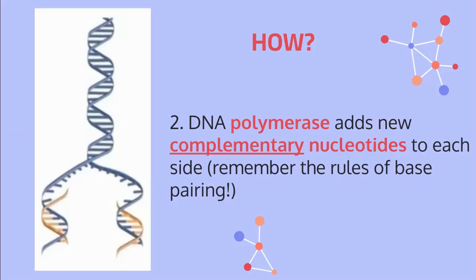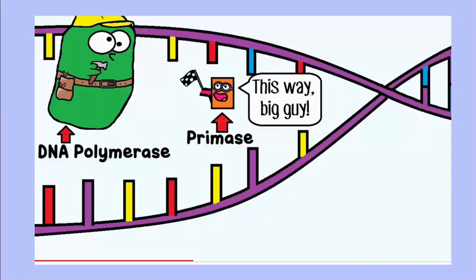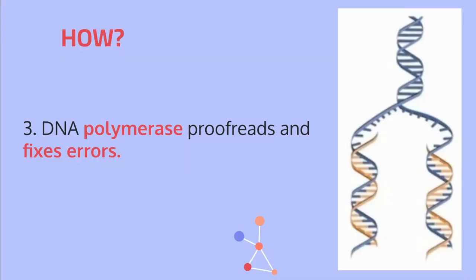Once DNA is opened, another enzyme, DNA polymerase, adds new complementary nucleotides to each side. Remember those rules of base pairing. A goes with T, C goes with G. Let's go ahead and write that. The base pairing rule is that A goes with T, C goes with G. Polymerase adds in those complementary bases. This continues to happen up the strand of DNA, and then DNA polymerase proofreads and fixes errors.